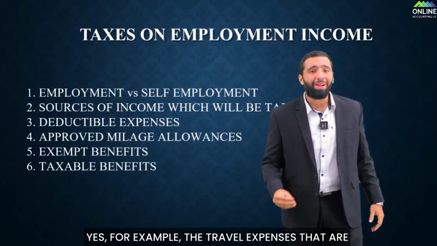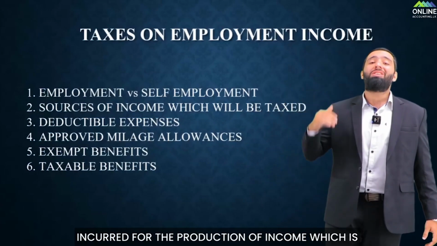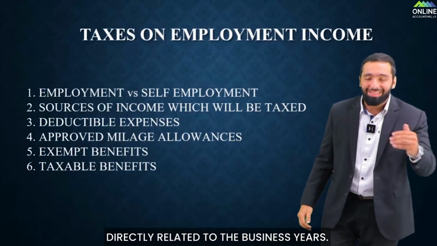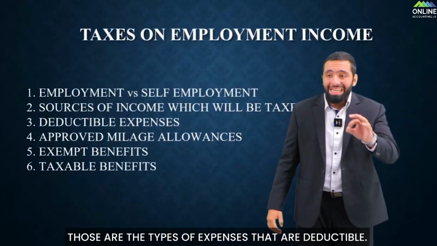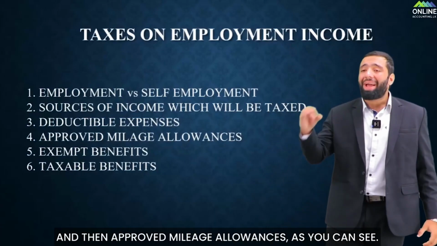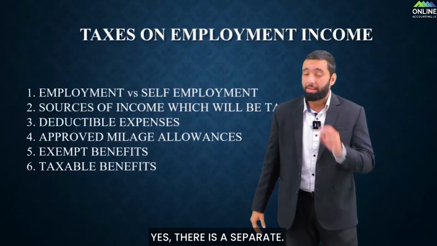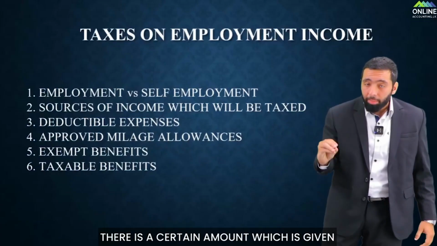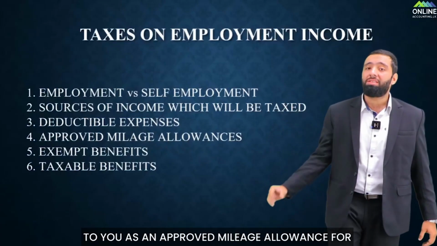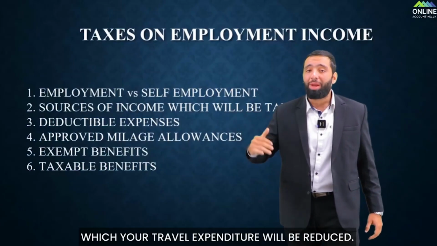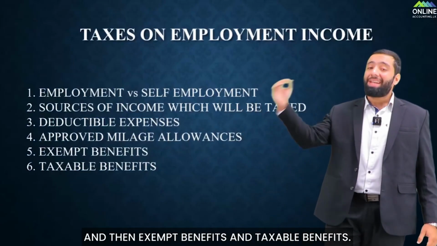For example, the travel expenses that are incurred for the production of income, which is directly related to the business. Those are the types of expenses that are deductible. And then approved mileage allowances. There is a certain amount which is given to you as an approved mileage allowance, for which your travel expenditure will be reduced.